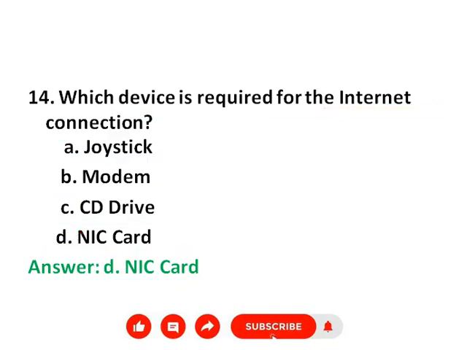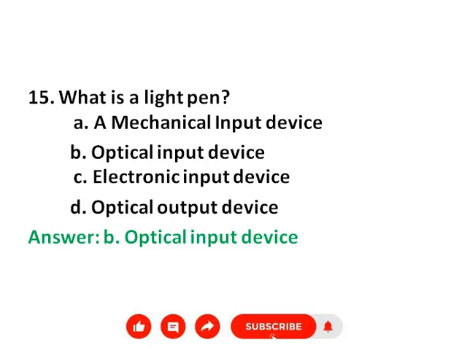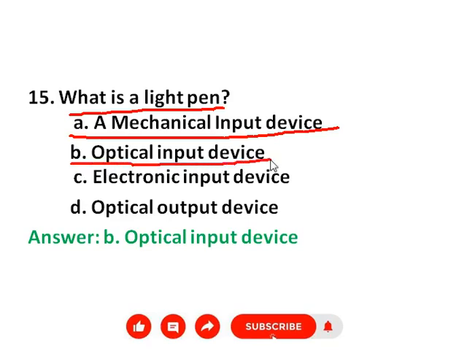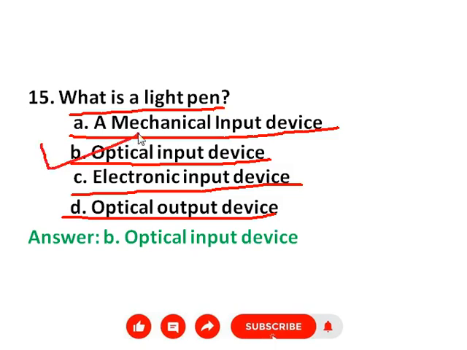Our next question is, what is a light pen? Option A, a mechanical input device. Option B, optical input device. Option C, electronic input device. Option D, optical output device. So light pen is used for input purpose. So option B is our correct answer. Optical input device.